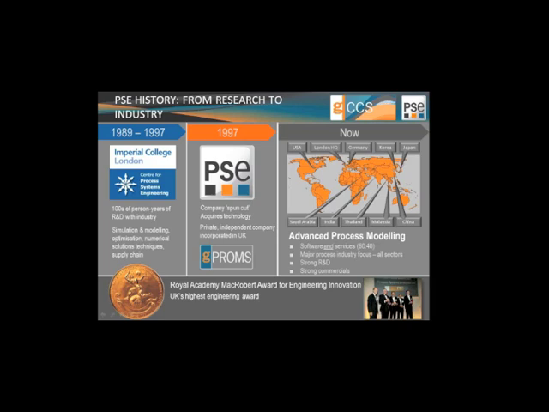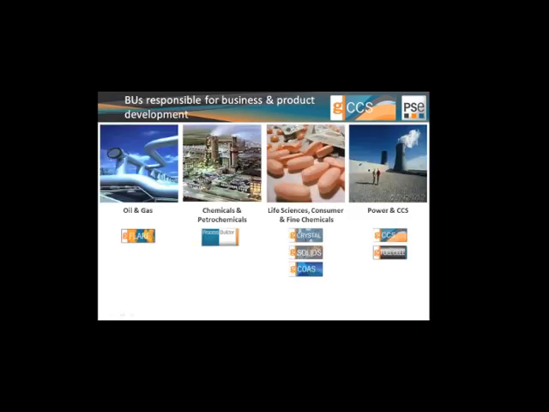Our business is split in software, roughly about 60% of our revenue, and engineering services. We have a major process industry focus, but due to the flexibility of our platform and the expertise in our engineering teams, we have quite a number of applications in sectors considered as non-traditional ground for process modeling. In the last 3 years, we have focused our efforts in 4 verticals, namely oil and gas, chemicals and petrochemicals, life sciences, consumer products, and power and CCS.